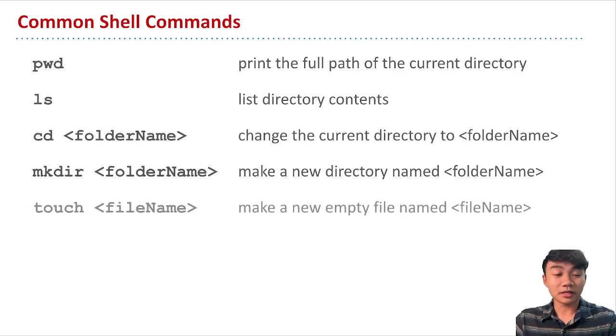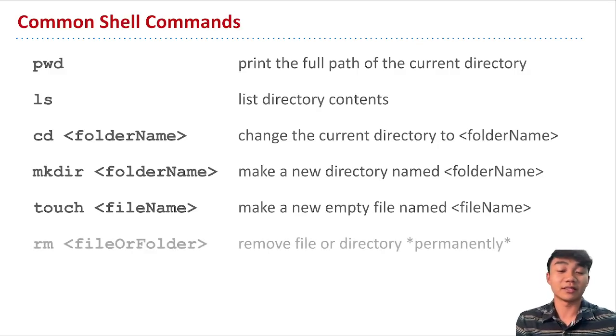touch is a command that is used to make a brand new file that is empty. So it's going to be named file name or whatever you pass in, and it'll be empty and ready for you to edit. And rm is a dangerous command that removes either the file that you pass in or the directory that you pass in permanently.